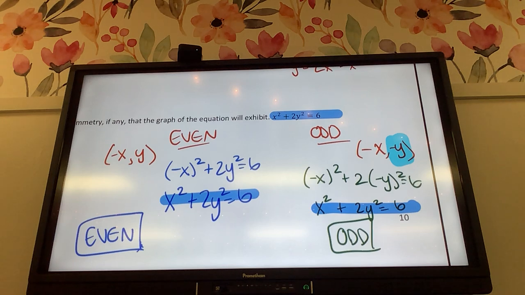Make sure you're checking both even and odd. You have to check both if it's implicit. Yes, it could be neither.